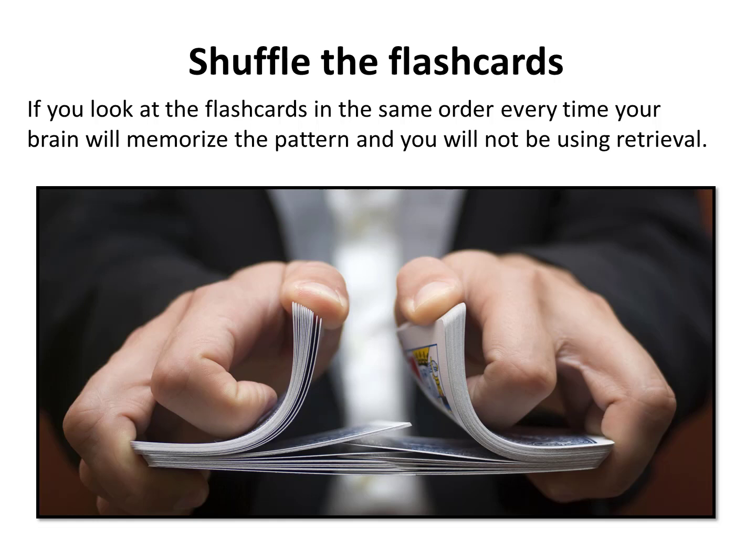Shuffle the cards. If you look at the flashcards in the same order every time, your brain will memorize the pattern and you will not be using retrieval. Along with shuffling the cards, you can also split the deck in half and study half the deck on one day and the other half the deck the other day. This will make the brain work harder. Using flashcards should be like taking a quiz. It should make you work. If it is too easy, you may not be doing it right. Brown et al., 2014.